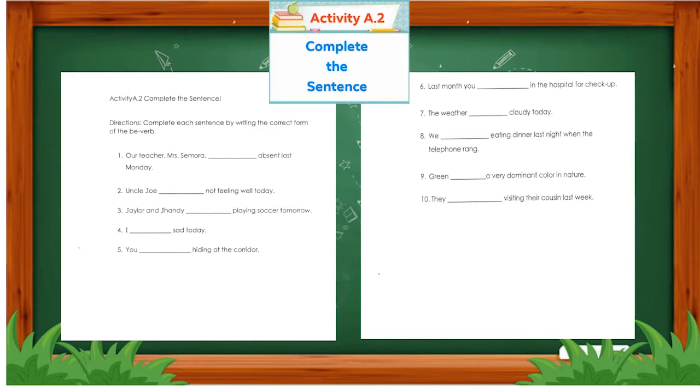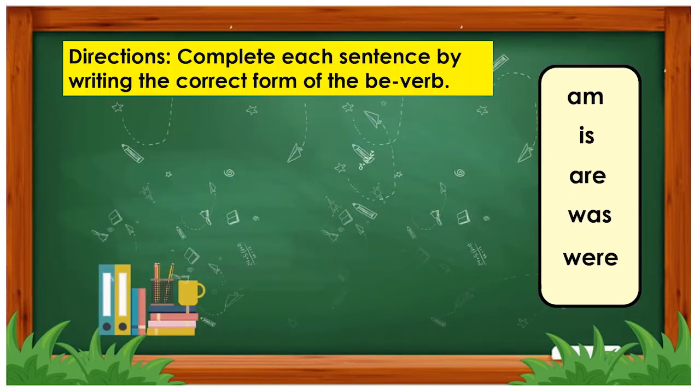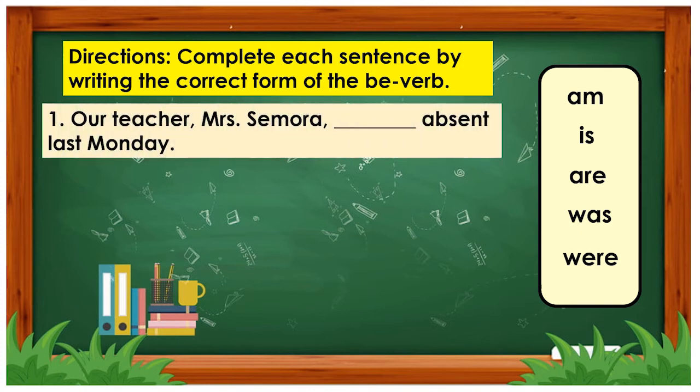Activity A2. Complete the sentence found in pages 13 to 14. Directions. Complete each sentence by writing the correct form of the be verb. Am, is, are, was, were. Number 1. Our teacher, Mrs. Simora, blank absent last Monday.